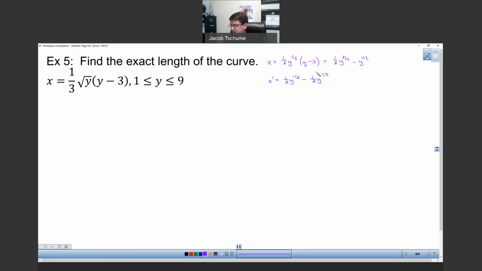We are now going to substitute this into our length of a curve formula, which is exactly the same. The only difference is we're going to integrate from 1 to 9 the square root of 1 plus (1/2 y^(1/2) minus 1/2 y^(-1/2)) all squared, and we will integrate this with respect to y.